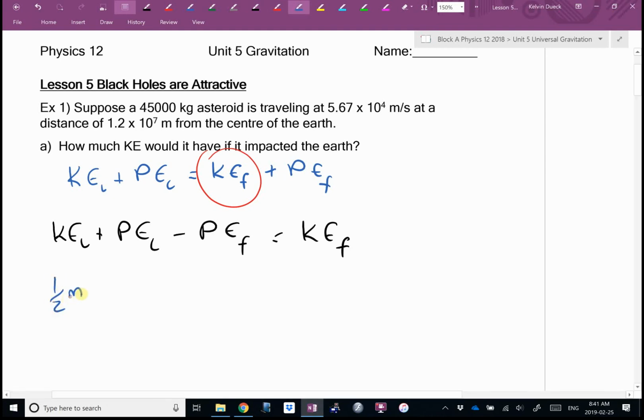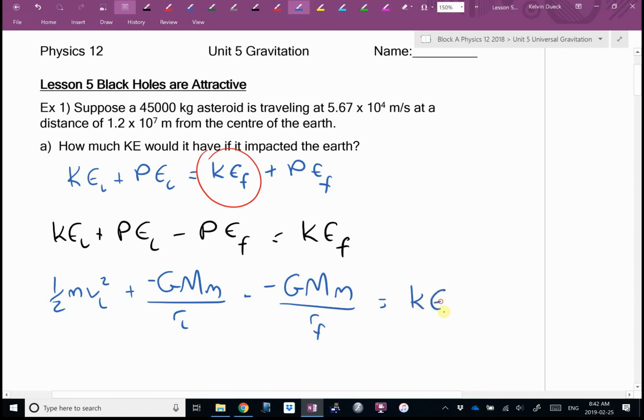A half m v initial squared plus, Colby, can I use this one? MGH initial? No. We're cosmic. So this is going to be a lot of typing. Negative big G, big M, little m over R initial minus negative big G, big M, little m over R final. That's going to be KE final.